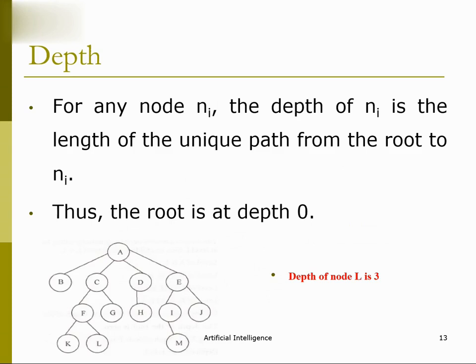The depth of a node Ni is the length of the unique path from the root to Ni. The depth of node L is 3: A to C, C to F, F to L. So the unique path from the root A to L has length 3.